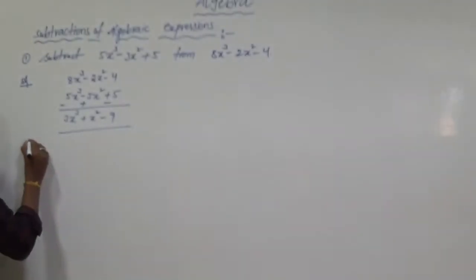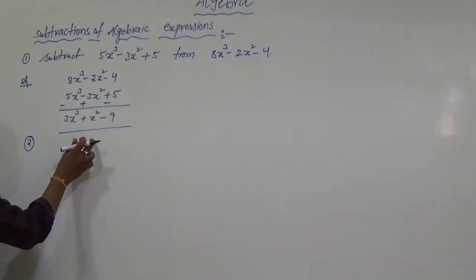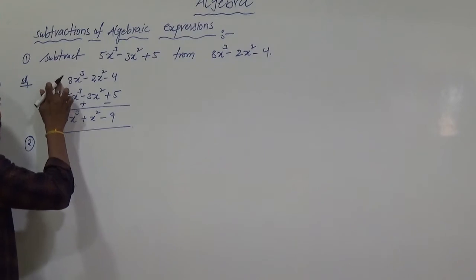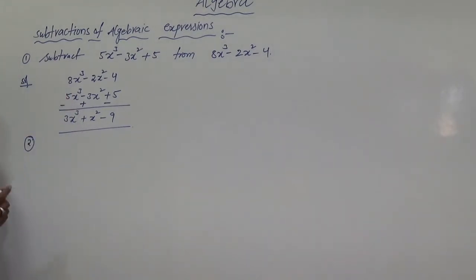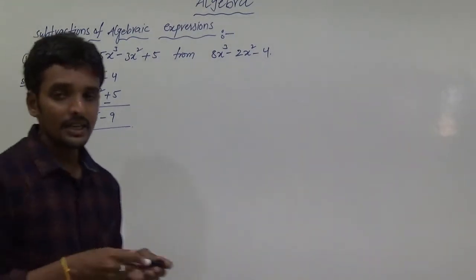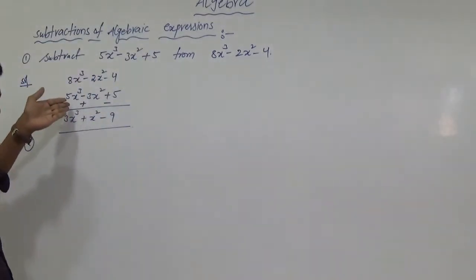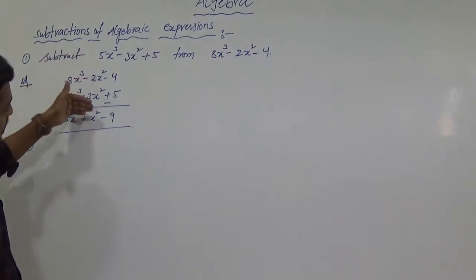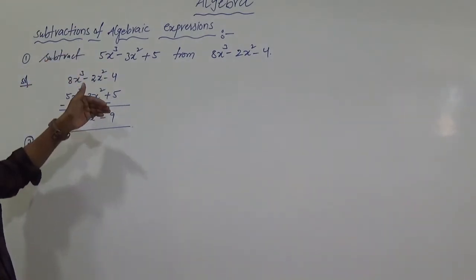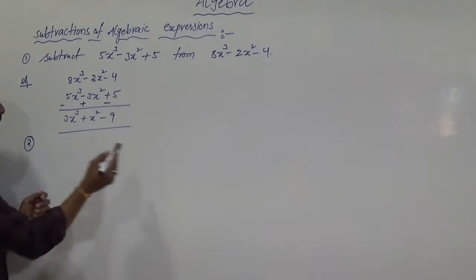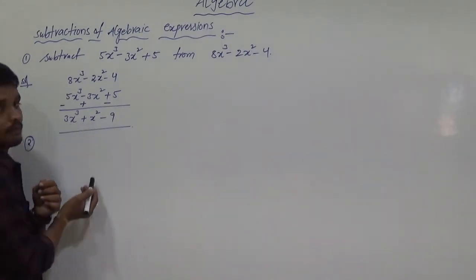And I am explaining one more problem. This is the column method. Column method means we have to write one by one, in order. That means like terms in order: x cube below x cube, x square, constant and constant. Are you okay? So here we are getting 3x cube plus x square minus 9.